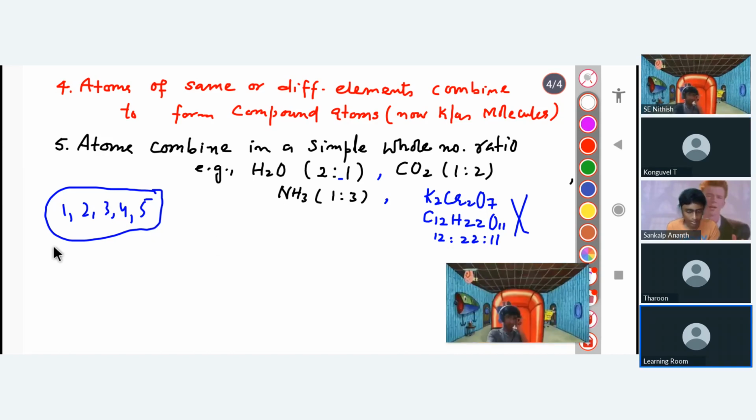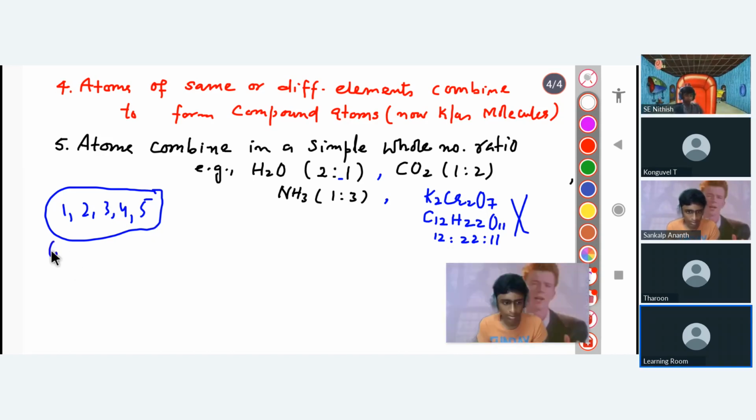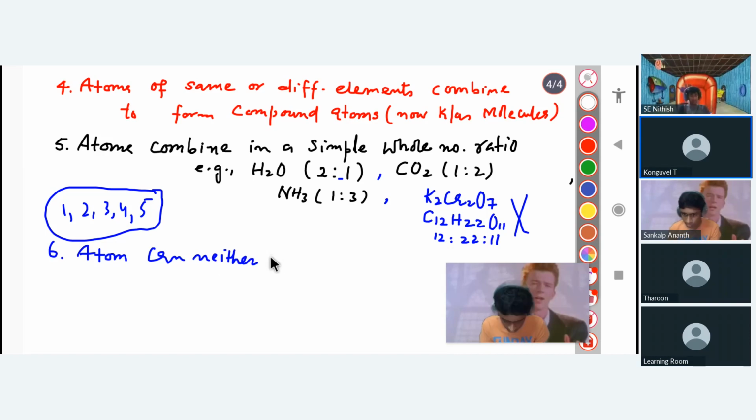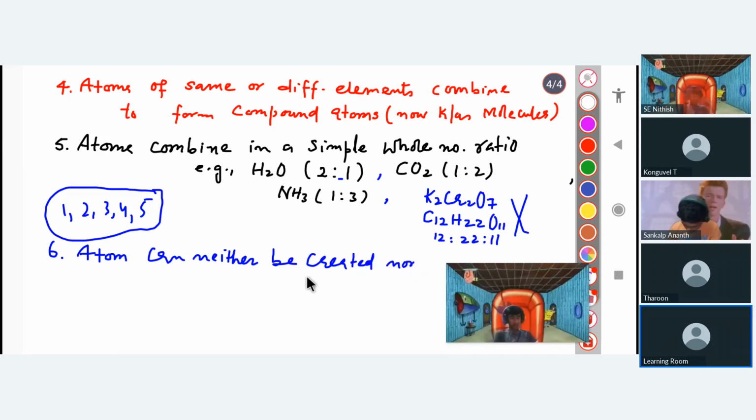Okay. Tell me the next postulate. Next is the sixth one: atoms can neither be created nor be destroyed in any chemical reaction. This is also not true. In a neutron collider, atoms can actually be destroyed. So that's why this is also not correct, but you have to remember the postulate. In nuclear transmutation, we destroy it.